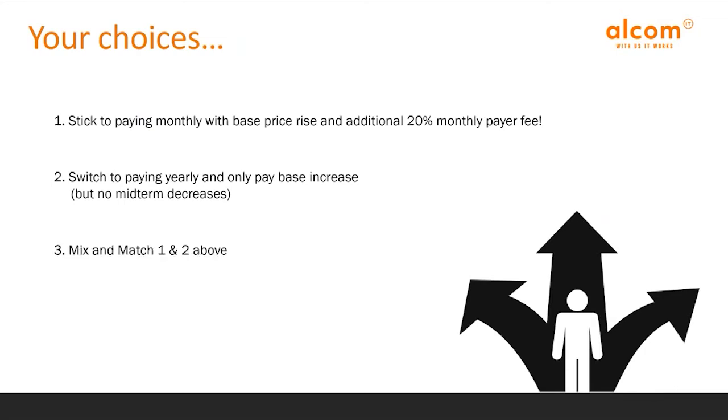Option number 3 is you can mix and match. So you could have 70 licenses that are on a yearly plan, and then the other 10 licenses are on the increased, double-bubble, if you like, monthly payment plan. Now the 10 that are on the monthly can go up and down a little bit, but the 70 that are on the annual cannot go up and down. So that's your choices: option 1, option 2, and option 3. You can choose between them.